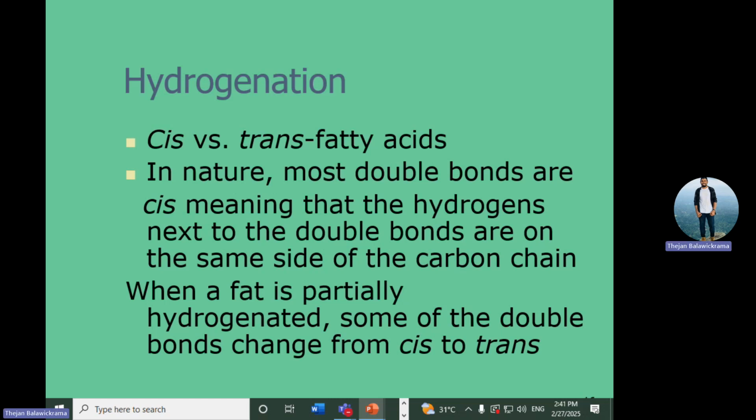If we have equal groups on the same side, we call it cis. If we have equal groups on the opposite side, trans. So this is the cis and trans concept. This cis and trans concept is applied in fatty acids. Some are cis and some are trans.